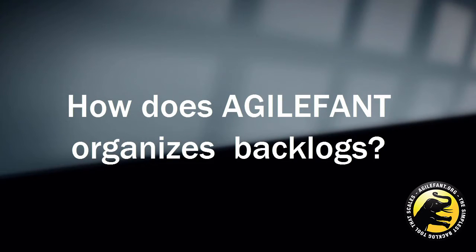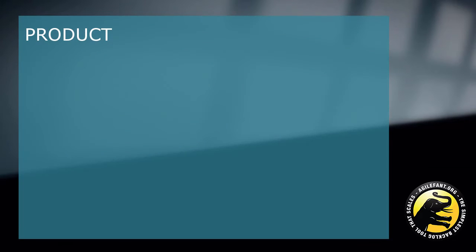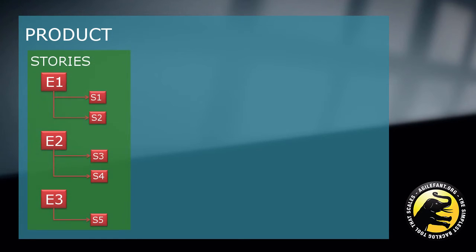Before we go back to the tool, let us first understand how Agilefant organizes the backlogs in order to manage them. The organization in Agilefant is simple and easy to understand. First, you have a product. And this product has several stories that detail the features that this product should have. Stories are organized in a tree-like structure in order to go from epic stories into more detailed ones.